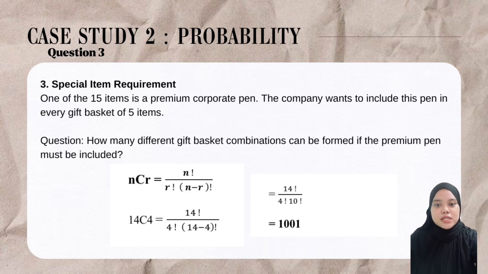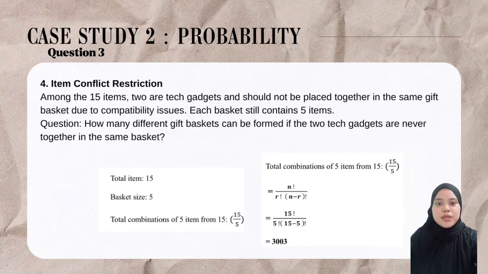Finally, question 4 is about avoiding a conflict. Two touch gadgets must not be in the same basket. So we go with a step-by-step process. The first step is to find the total combinations without restriction. We just use the combination formula, where n equals 15 and r equals 5. After we include all the information and calculate, we will get 3003.